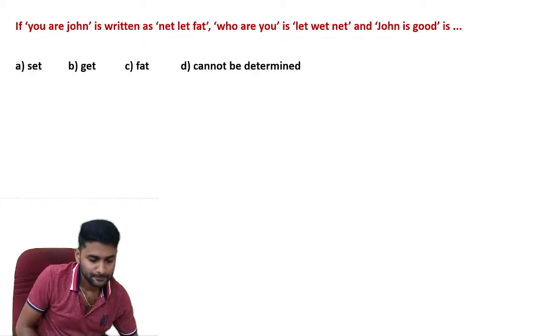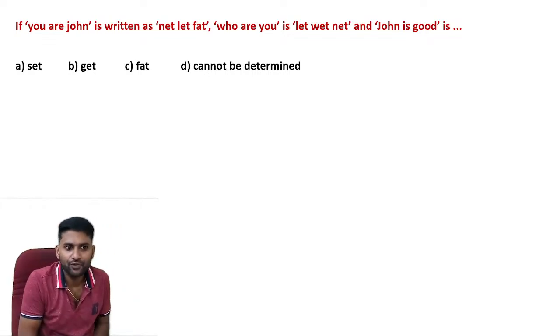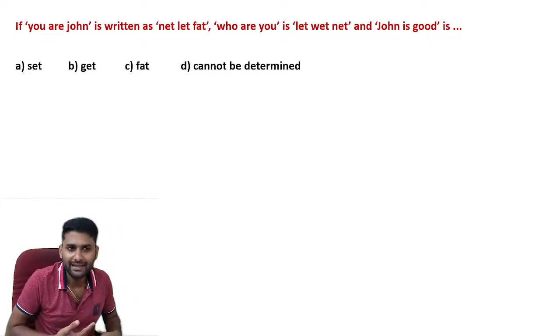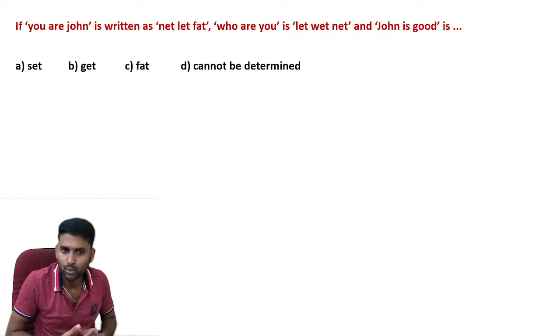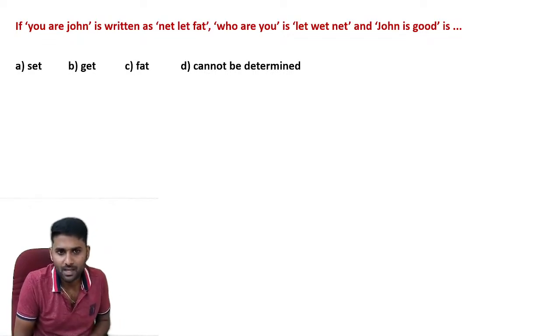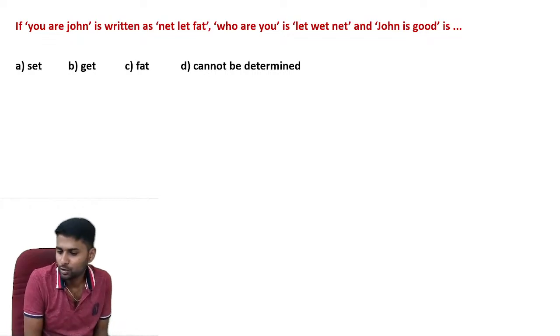Now here is the question. See, if John is written as NET, LET, FAT, and who are you is represented as LET, WET, NET. And John is good, how will it be coded?